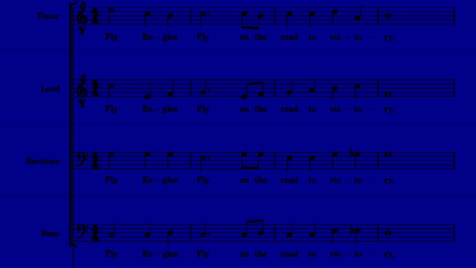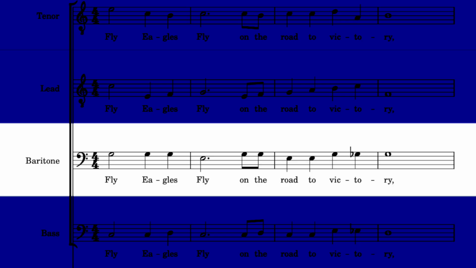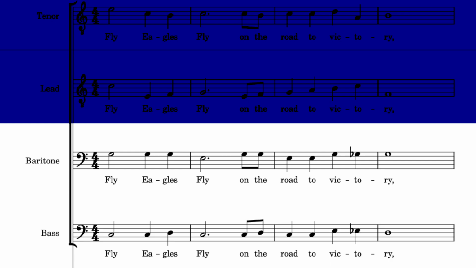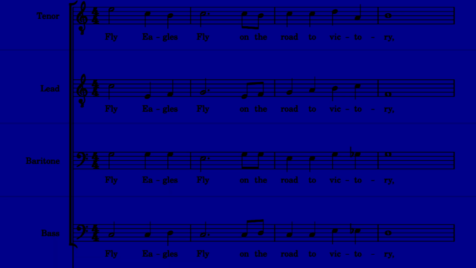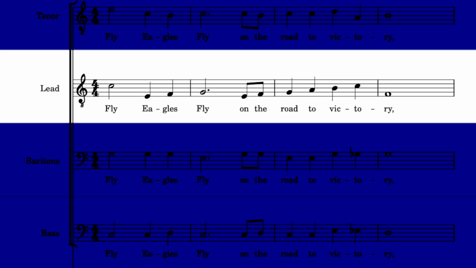Next example. Which two voice parts did you just hear? You heard baritone and bass. Next example. That was lead and tenor.